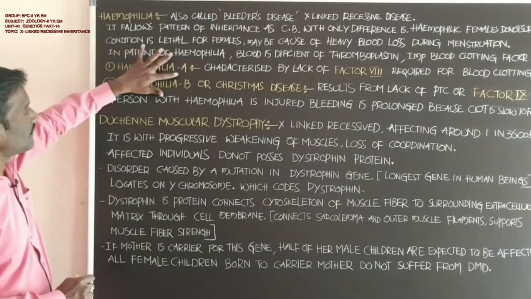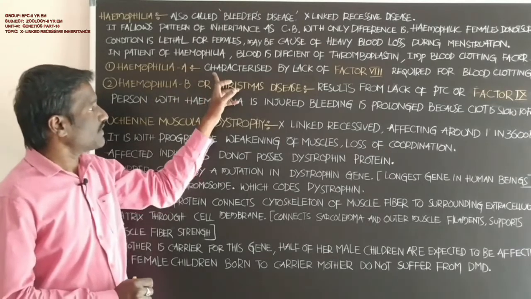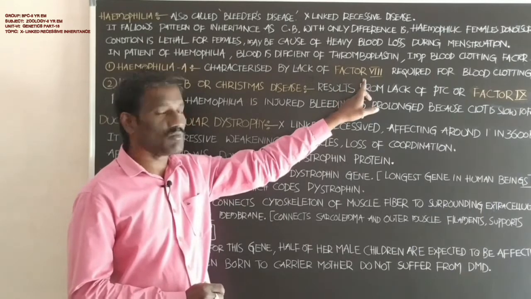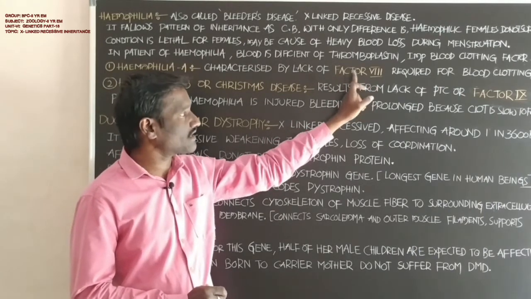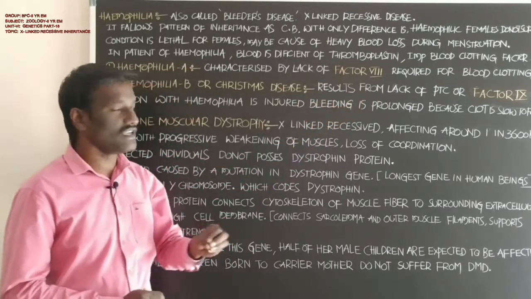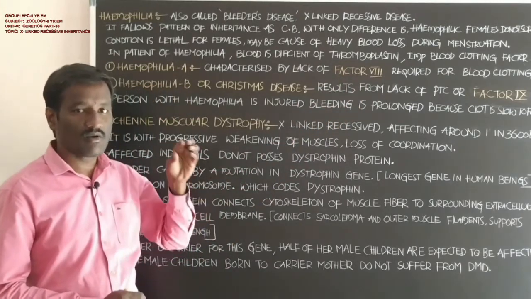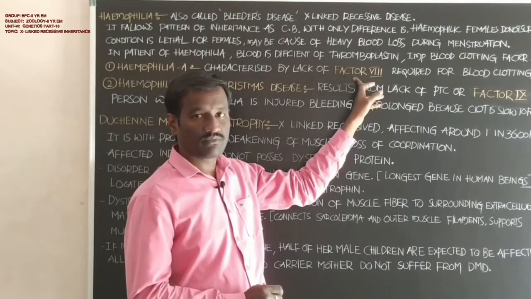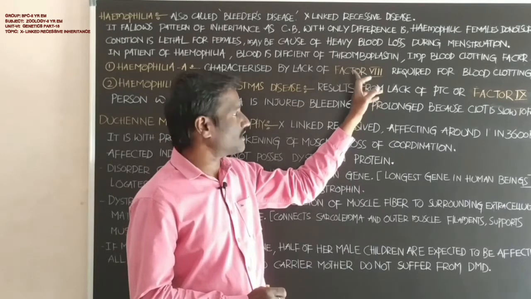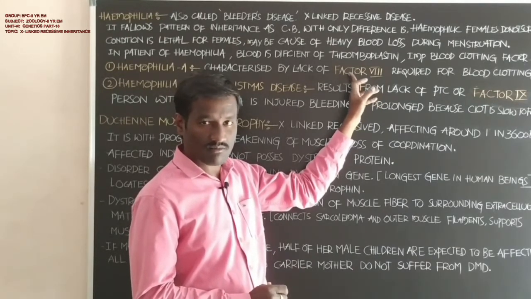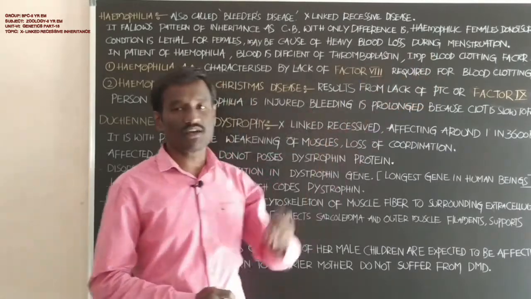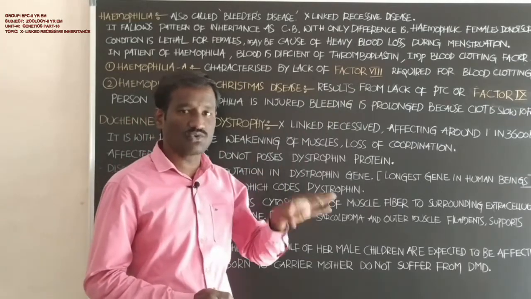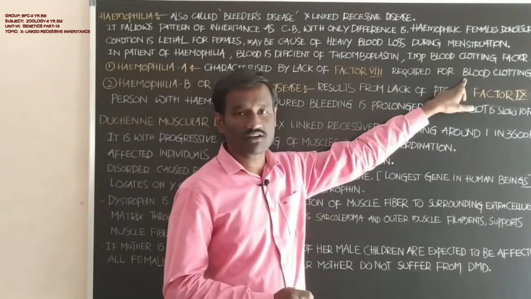One is hemophilia A. Hemophilia A is characterized by lack of factor 8, the anti-hemophilic factor A. Factor 8 is not produced in the blood, and it plays a role in the blood clotting mechanism required for clotting of blood.